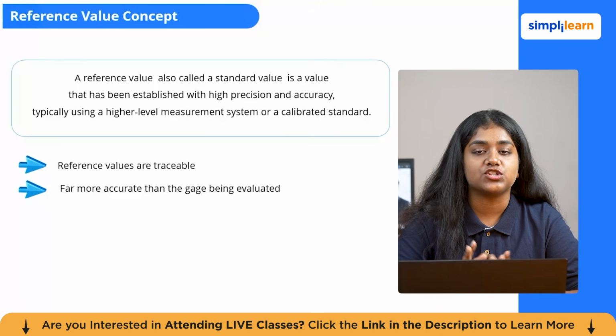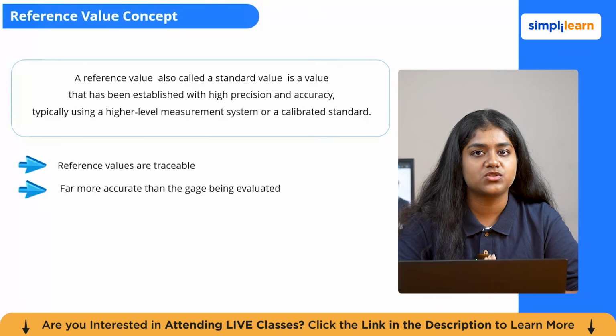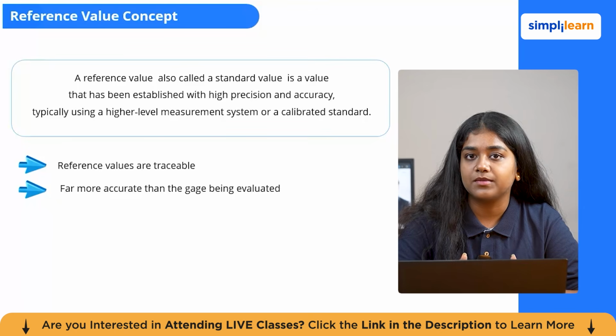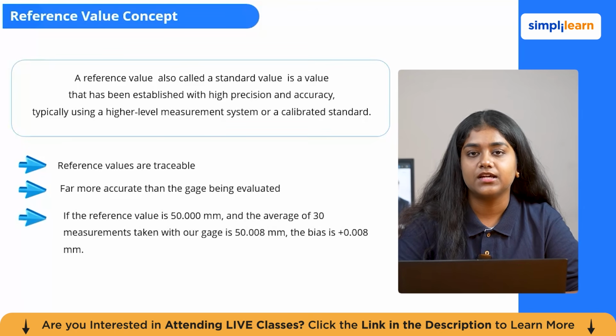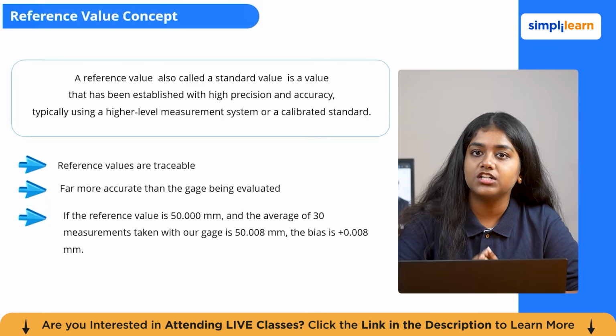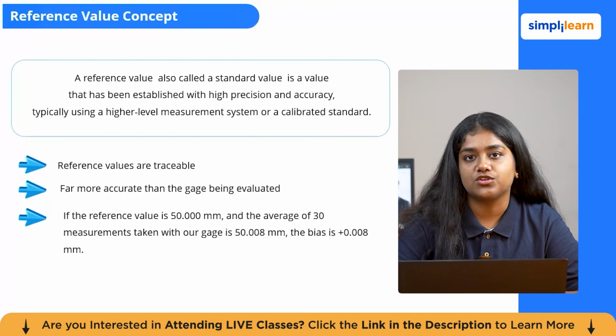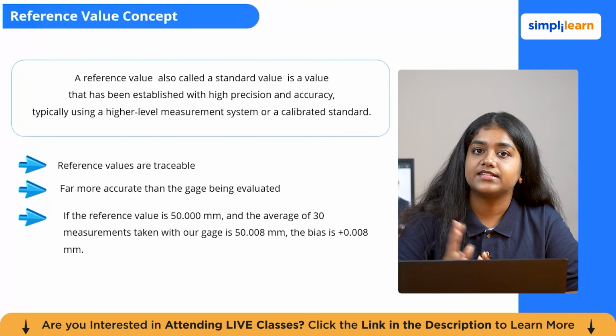These are what the gauge actually reads. The difference between the reference value and the observed measurements, specifically the average of the observed measurements, is what tells us about bias. Let me give you an example. If the reference value is 50.00 millimeters and the average of 30 measurements taken with our gauge is 50.008 millimeters, the bias is plus 0.008 mm. Our gauge reads slightly high.